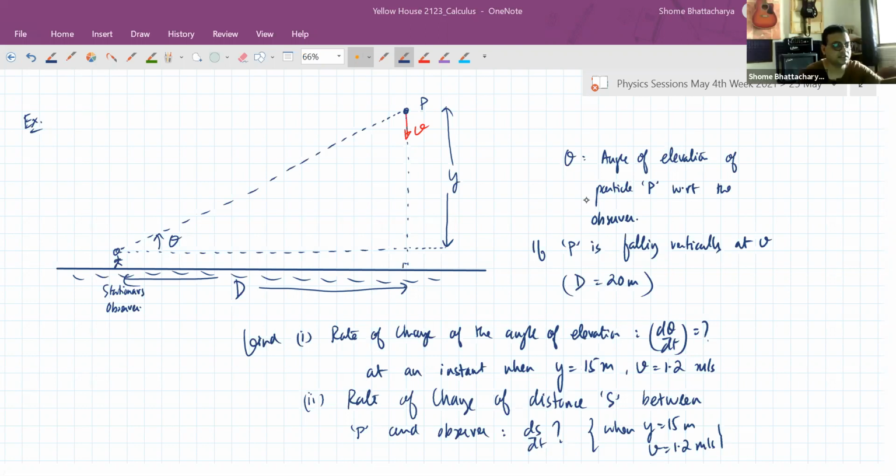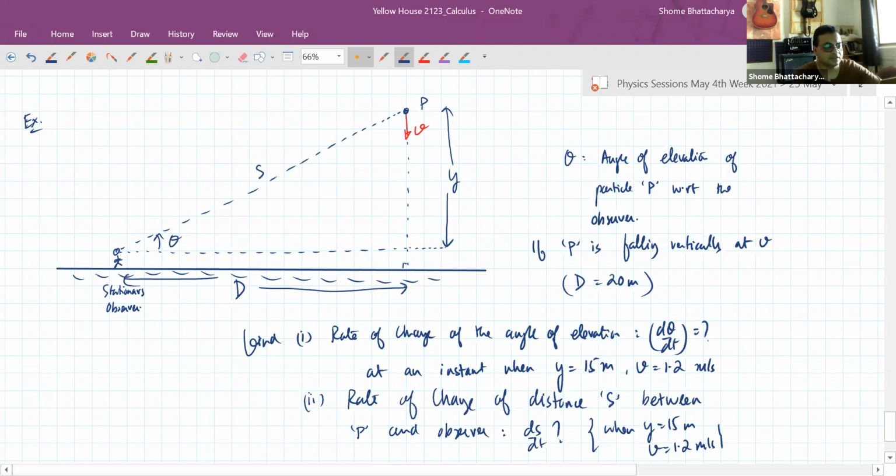So as the particle is coming down, you can see that for this right angle triangle, the perpendicular, y, is decreasing, whereas the base remains constant. So obviously the angle theta is decreasing. So we expect d theta by dt to come out to be a negative quantity. Similarly, as the particle comes closer to the ground, its distance from the observer is also decreasing. So if this distance is s, then s is decreasing, so ds by dt should also be a negative quantity. That's one thing you have to keep in mind.